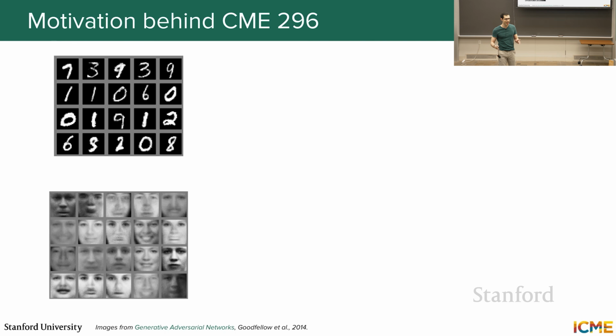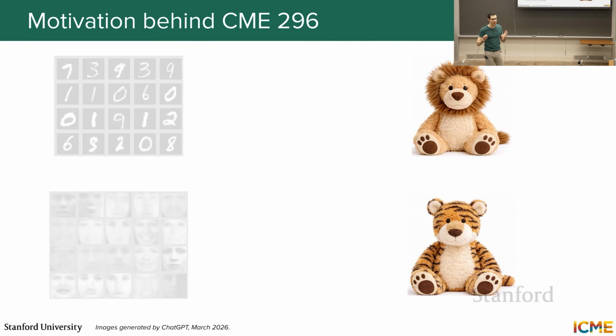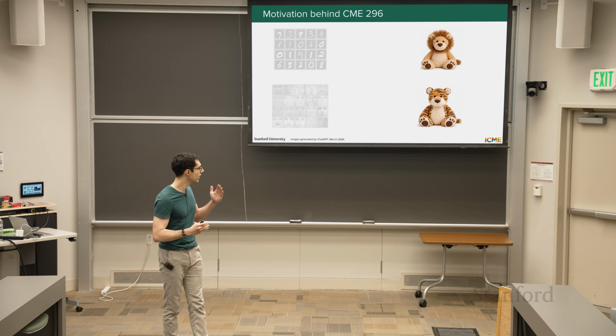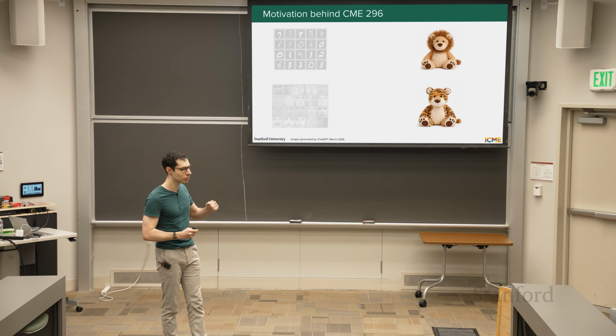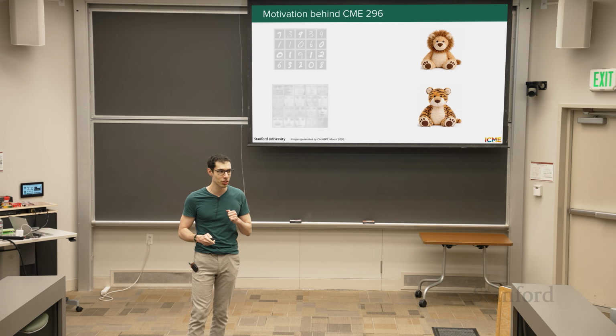This is the kind of images that we were able to generate back in 2014. It was mostly low resolution, black and white pictures. For instance, here there are some digits or human faces. And as you all know, nowadays we're able to generate high resolution colored images, for instance, those ones that I generated with ChatGPT.